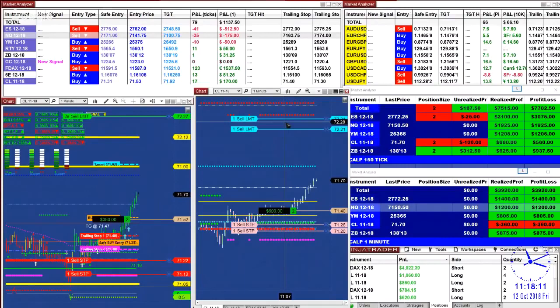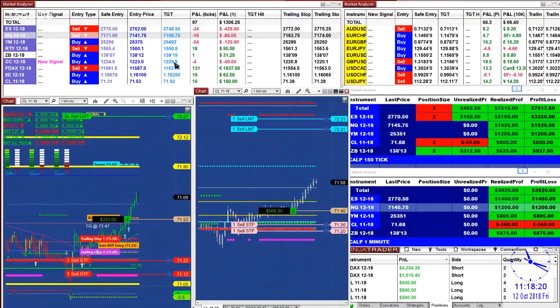There is a new signal again on the gold. I don't know what's going on with the gold today. Sell entry 1223, target 1225. Follow us on the sim, please.